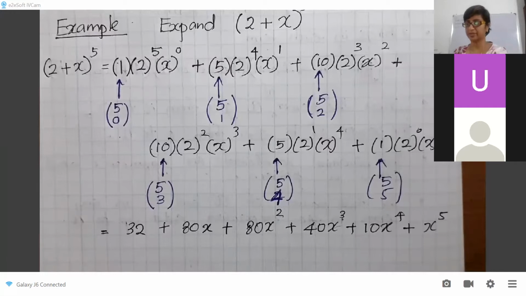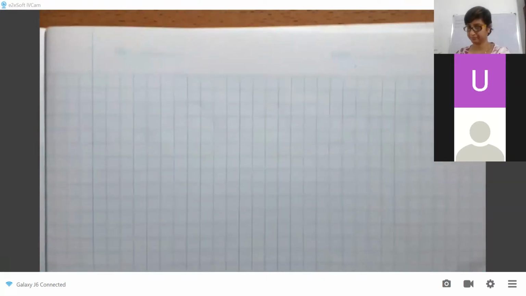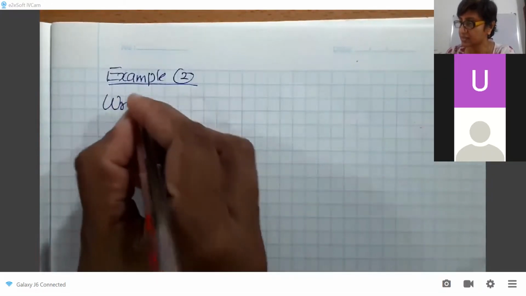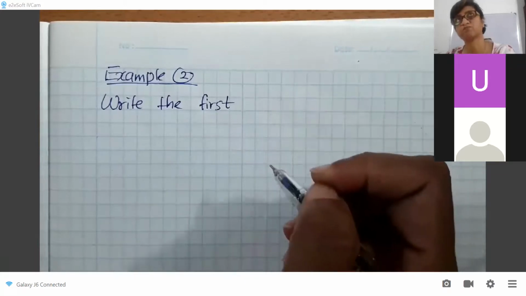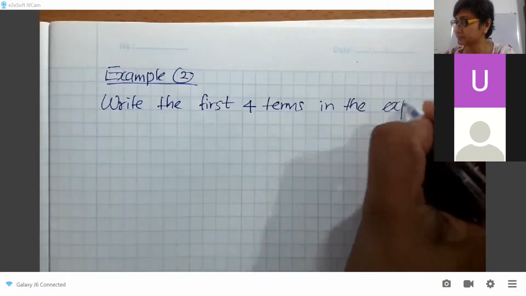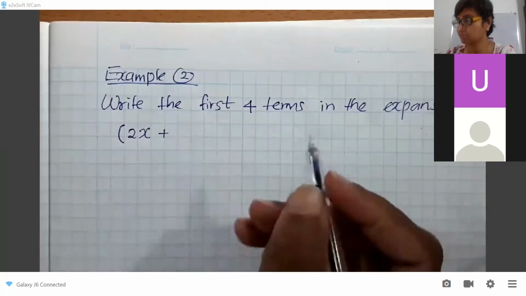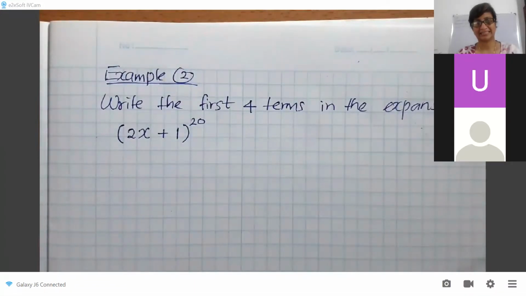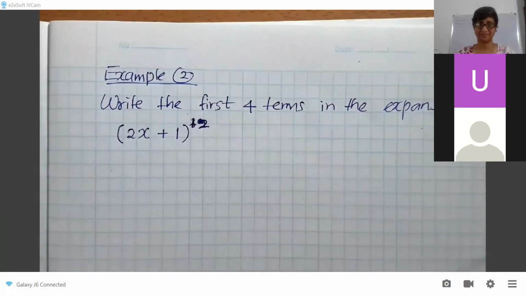Okay, I'll give you one more example. Can I turn the page? Yes, miss. Okay. Example 2. Write the first four terms in the expansion (2x plus 1) to the power of 20. No, let me make it 12. Does it matter? It doesn't matter. I don't want you to do the whole expansion. I just want the first four terms. First four terms.